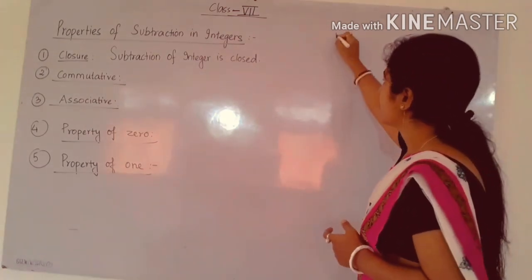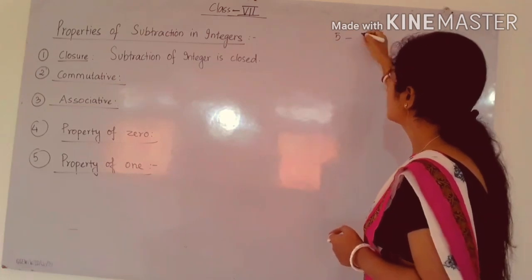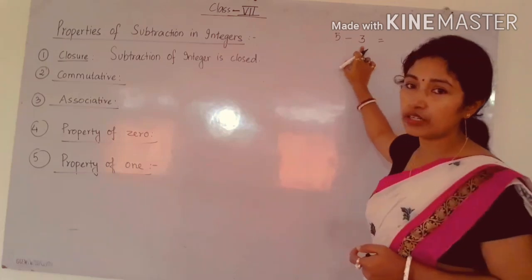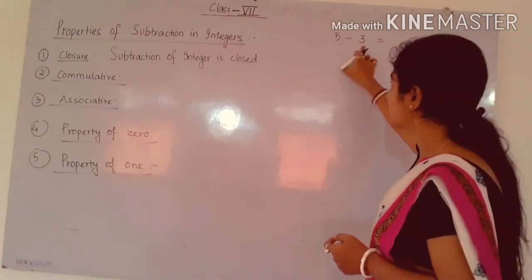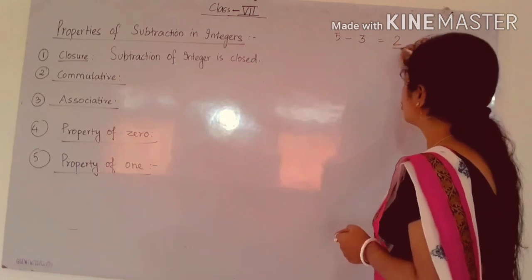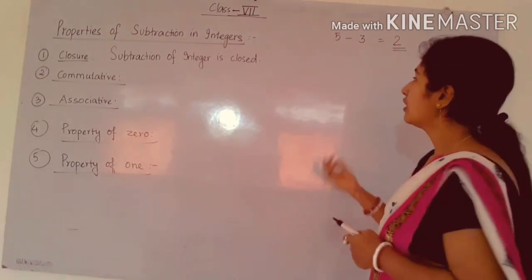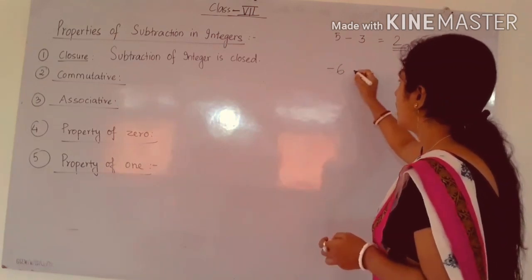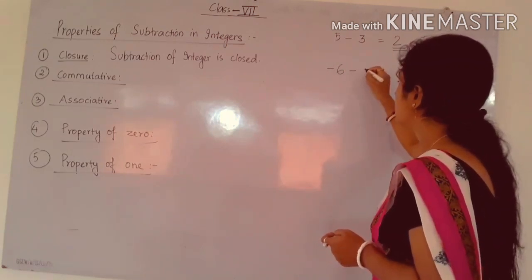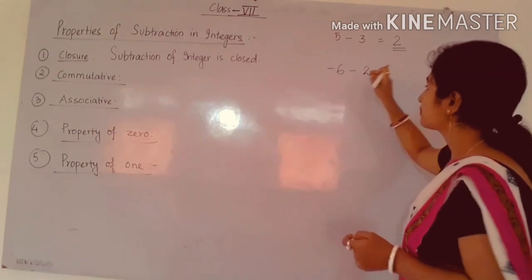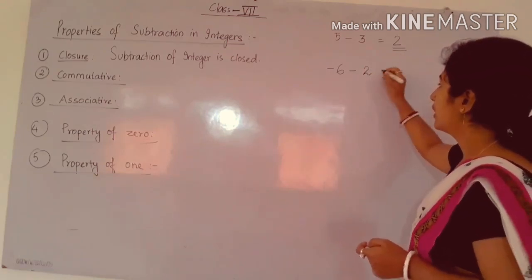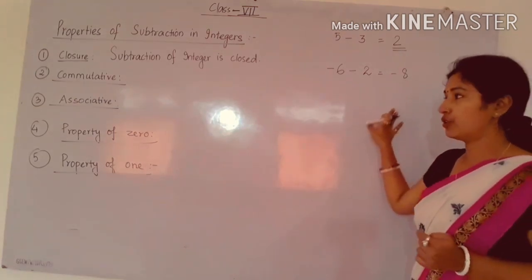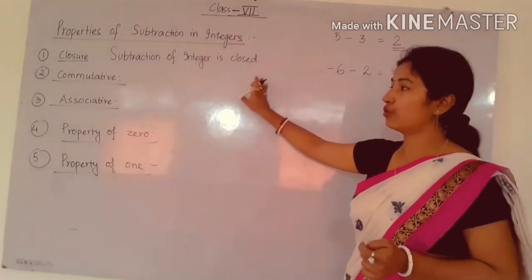For example, 5 minus 3. 5 is an integer, 3 is an integer. If I subtract 3 from 5, then I will get 2. 2 is also an integer. Similarly, if you take different examples, for example, I am taking minus 6 and another number, suppose 2. So minus 6 minus 2 will be minus 8. Again, minus 8 is also an integer. So subtraction of integers is closed.